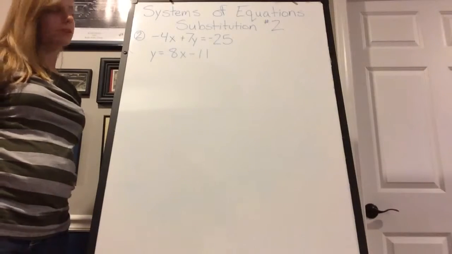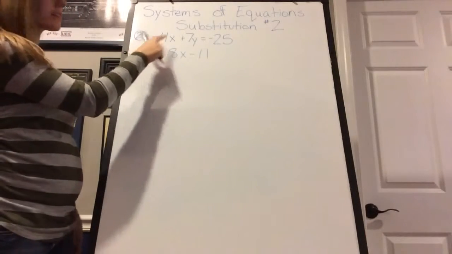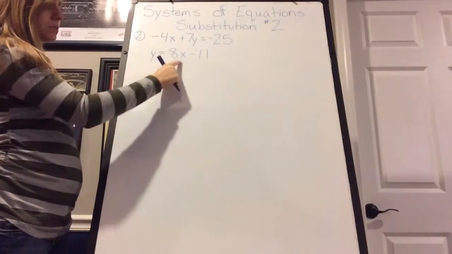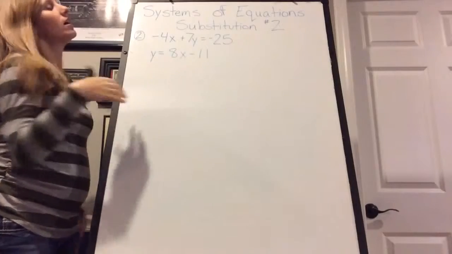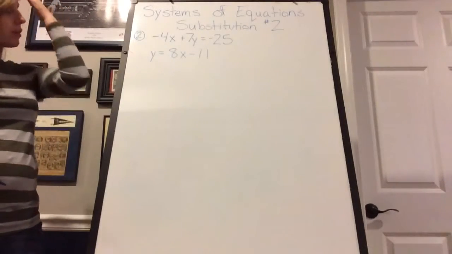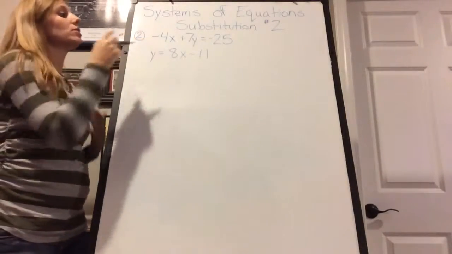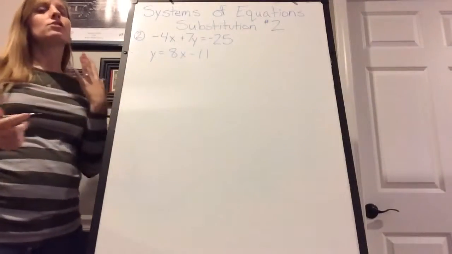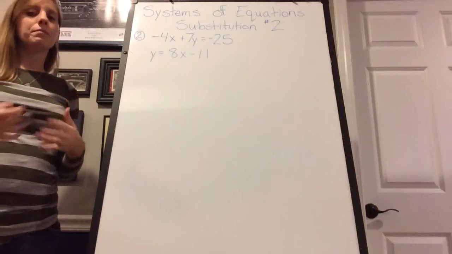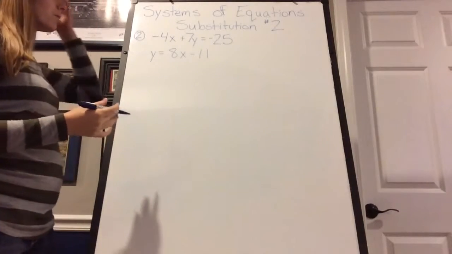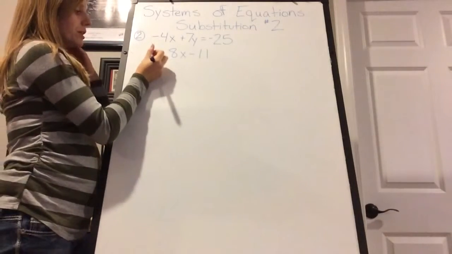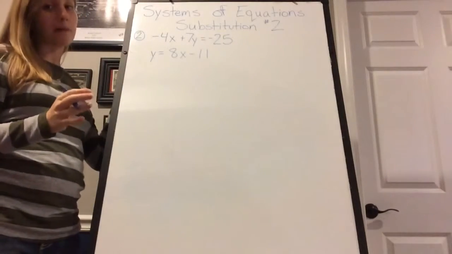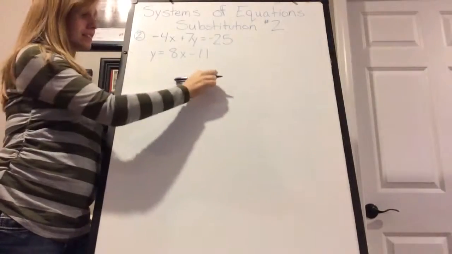For problem number 2, our equations are negative 4x plus 7y equals negative 25, and y equals 8x minus 11. This is a very similar problem. The only difference is the first equation is not solved for y. Okay, the second equation though is. So it's going to look a little bit different, but it still works the same way. We still need to go to the equation where you have y by itself. Always start with the equation that has y by itself. So in this case, it's the second equation.